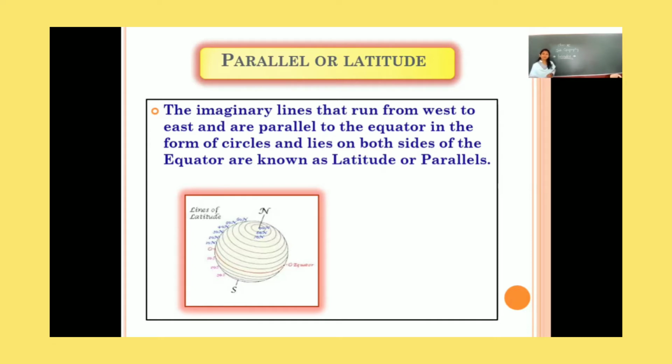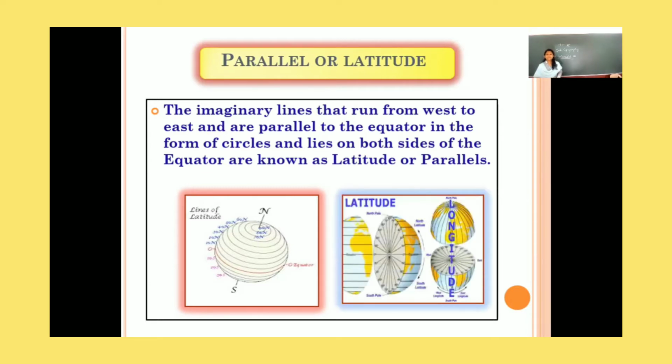Once again, I would like to repeat it about the latitude. The imaginary lines which run from west to east, and all these are parallel to the equator, and are in the form of circles, lines on both sides of the equator, in the southern hemisphere and in the northern hemisphere. These are called latitudes.